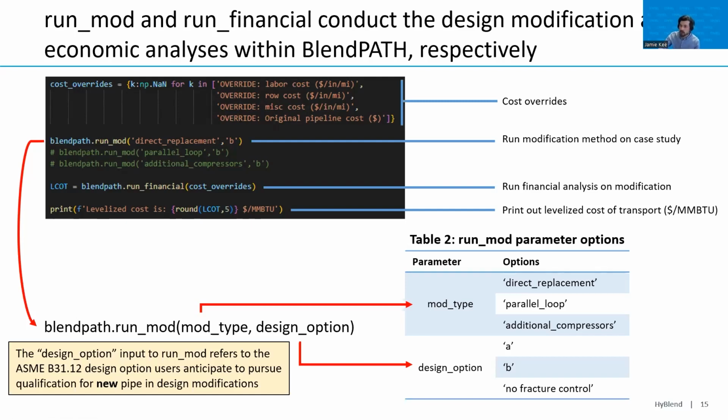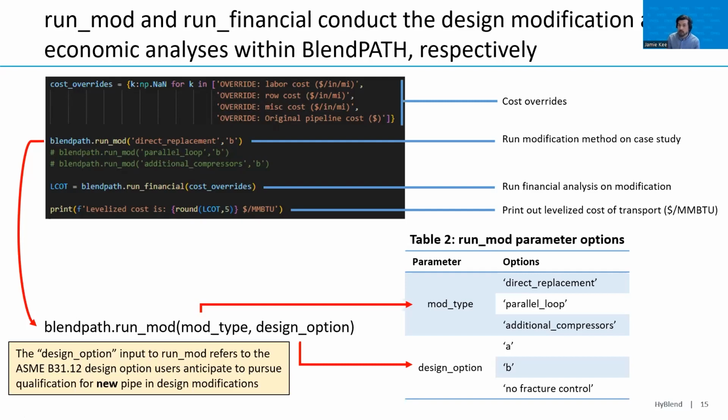So in the example shown here, I'm running a direct replacement method and using design option B for the new pipe. This is going to, of course, be swapped out with any other modification methods, such as parallel loop or additional compressors.